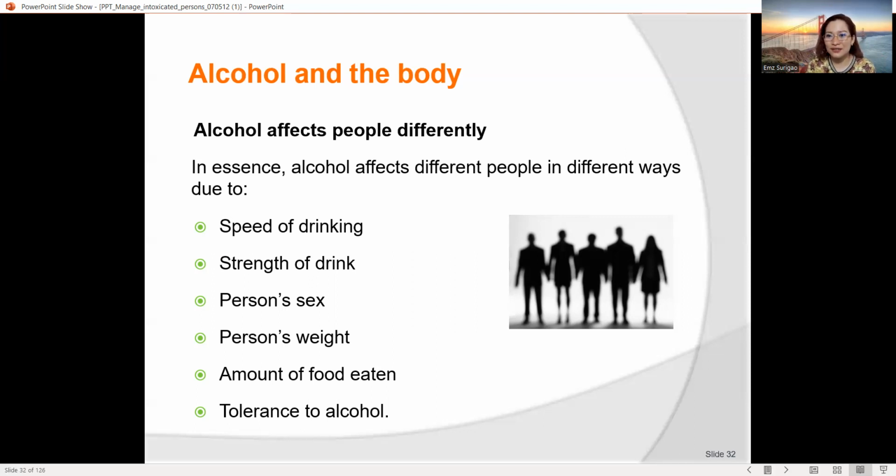Tolerance of alcohol is what I am telling you about. If you are a first timer or you are a regular drinker, the effects of alcohol tolerance may differ as well.